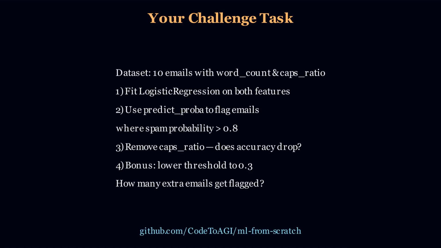Your challenge task for this episode. Same 10 email dataset. Fit logistic regression on word_count and caps_ratio. Task 1. Use predict_proba to flag every email with spam probability above 0.8. Task 2. Remove caps_ratio and refit. Does accuracy drop? By how much? Bonus. Lower the threshold to 0.3. Count how many extra emails get flagged.